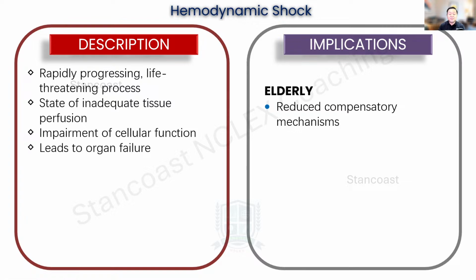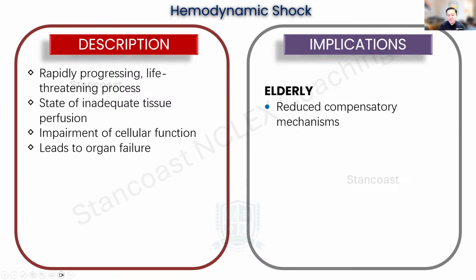Now, for the implications in the care of our elderly patients, especially if they have shock, they are known to have reduced compensatory mechanisms. Of course, with the aging process, they will not be able to respond as effectively as a normal person, right? They're not going to be able to compensate readily to the changes inside their body. And if they're trying to maintain homeostasis, or let's say the blood supply to the organs, they don't respond as well as far as maintaining that homeostasis.